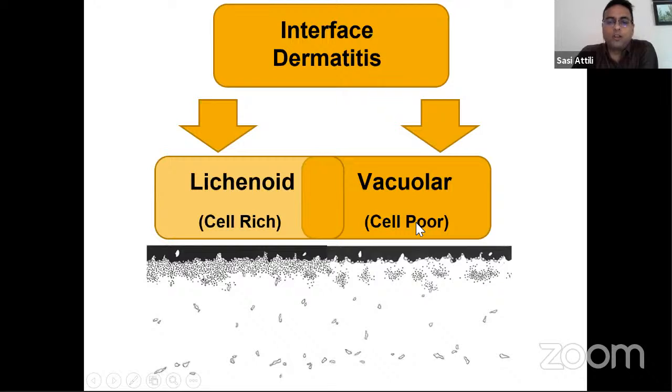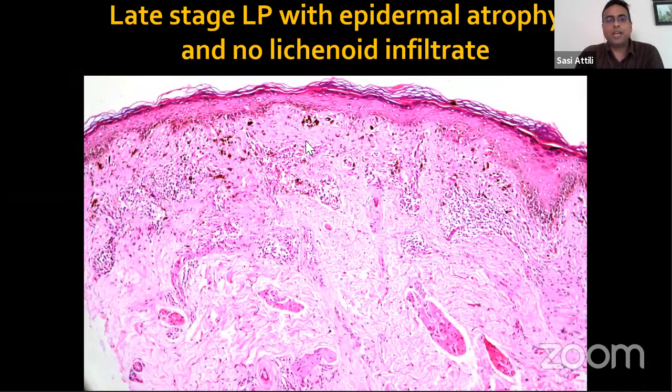A lot of so-called vacuolar interface dermatoses, in the early stages, can be cell-rich, wherein the inflammation is quite profound. And the so-called lichenoid interface dermatoses in the later stages, especially if you've treated them, can become cell-poor. This is an example of late-stage lichen planus with epidermal atrophy. There is no lichenoid infiltrate here, just basal cell epidermal damage. And this is not really a lichenoid dermatitis at this stage.